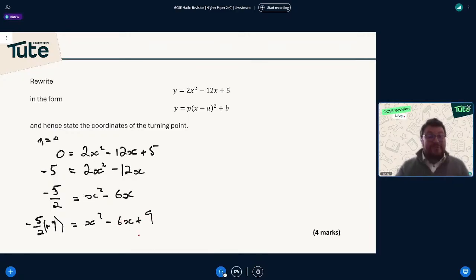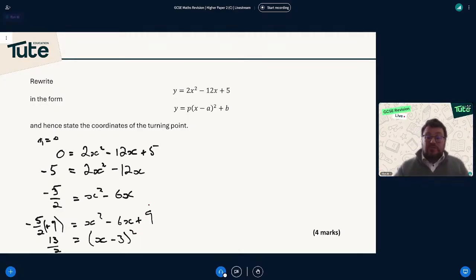And what I've got there is a perfect square. So you're trying to play about with the algebra until you get a perfect square. Okay, so what you've got there now, this becomes 13 over 2, positive because you're adding 9, and this becomes x take away 3 all squared.